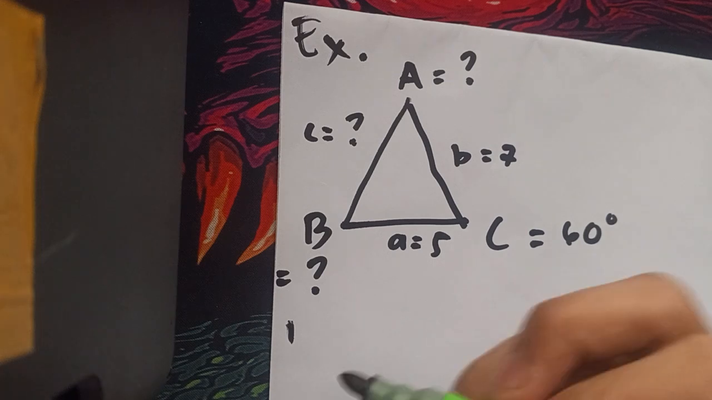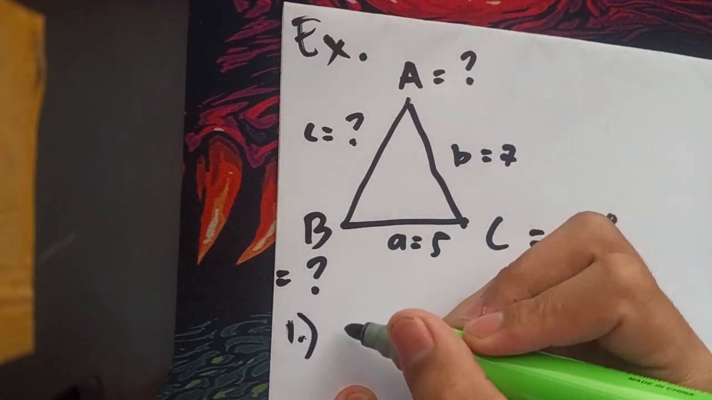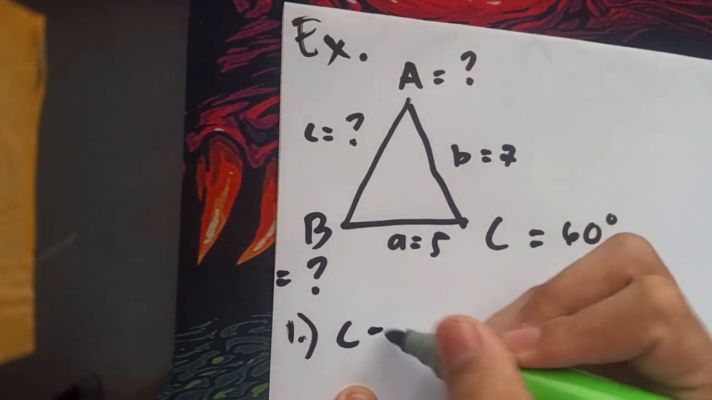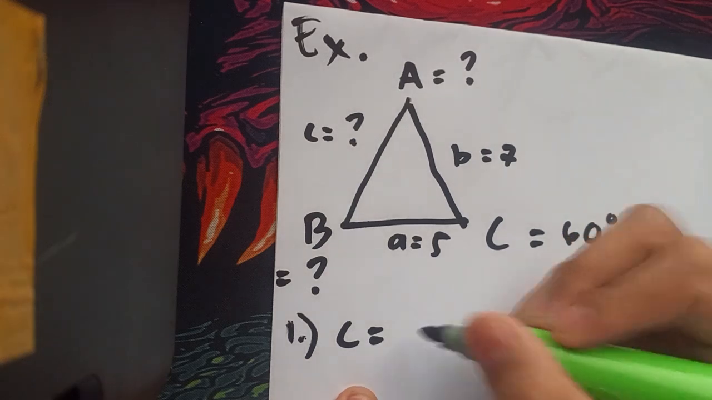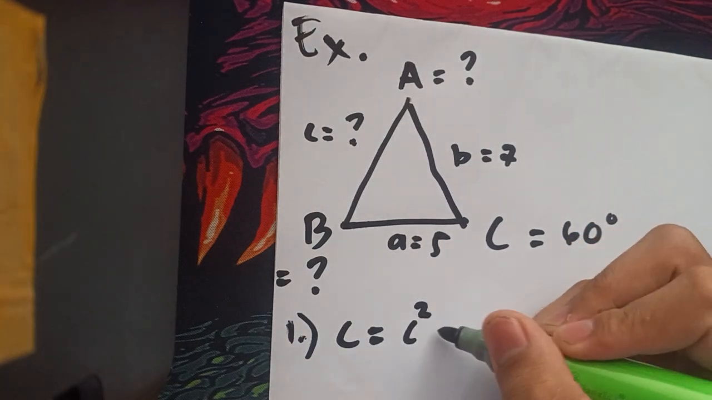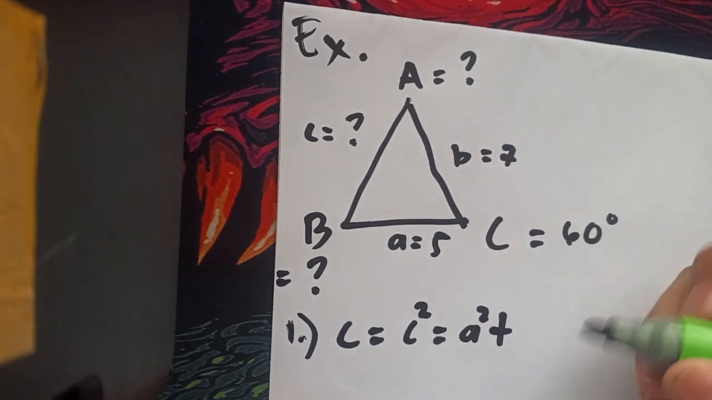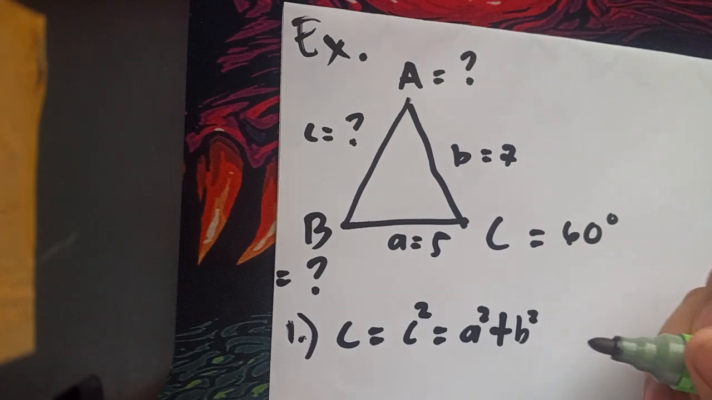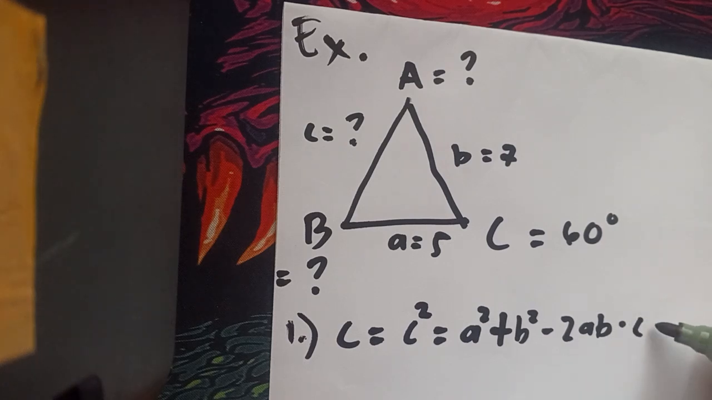In this example, if a triangle has side a equals 5, side b equals 7, and angle C is equal to 60 degrees, we can find c using this formula. c squared equals a squared plus b squared minus 2ab times cosine C.